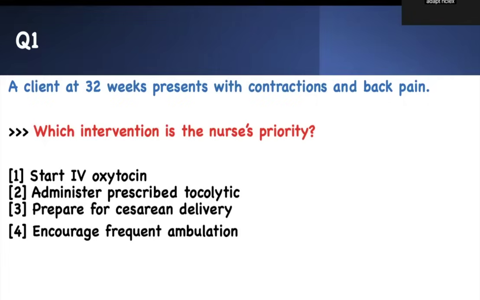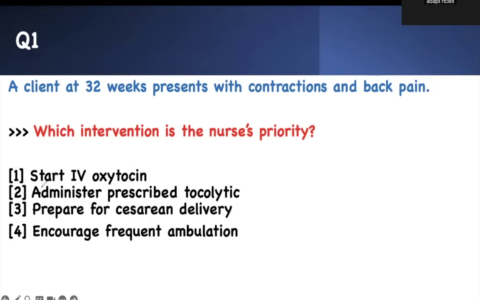What do you think? Test taking strategy. I'm going to give you keywords, what you need to focus on. Which intervention is the nurse priority? That means she has to do something as a priority. She has 4 options.